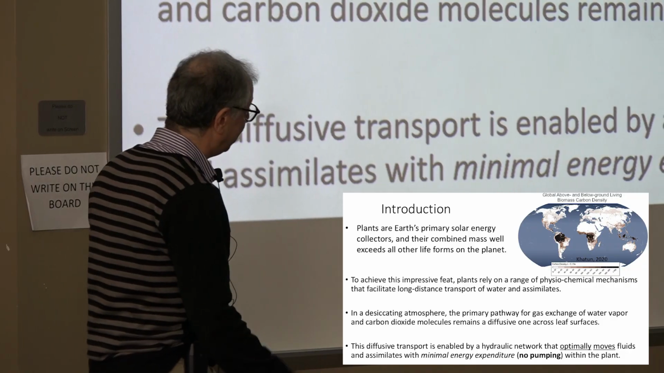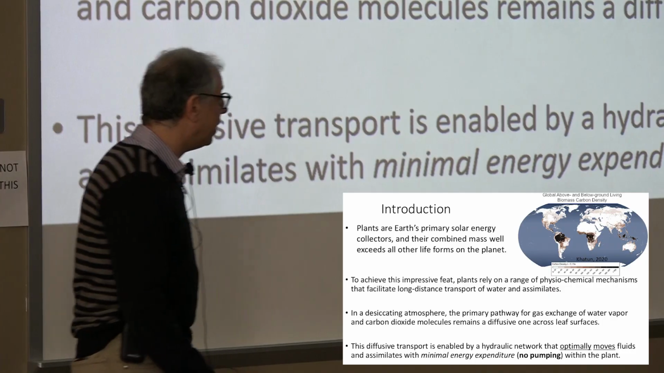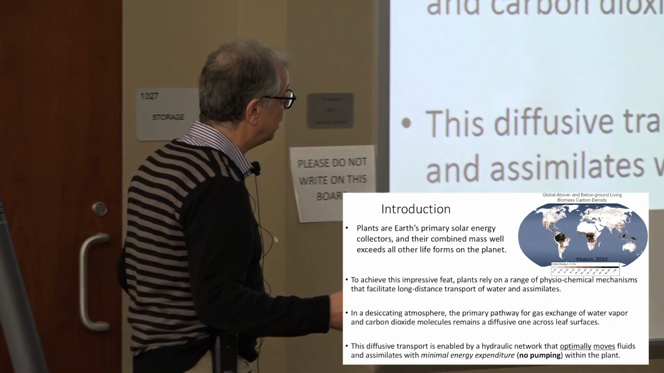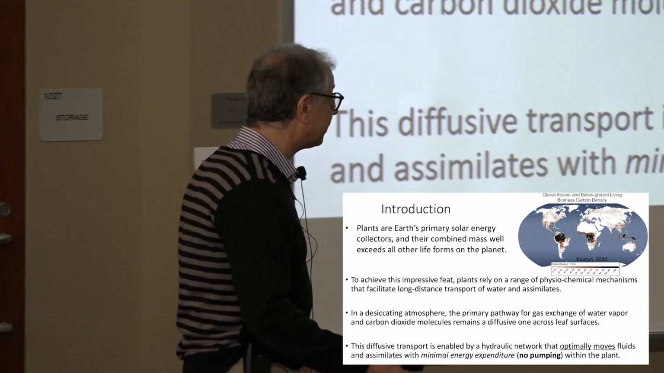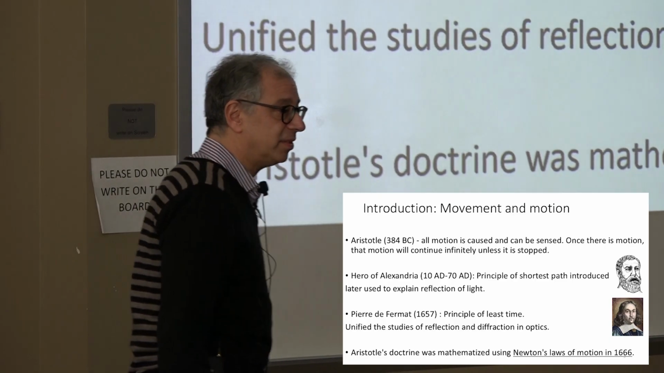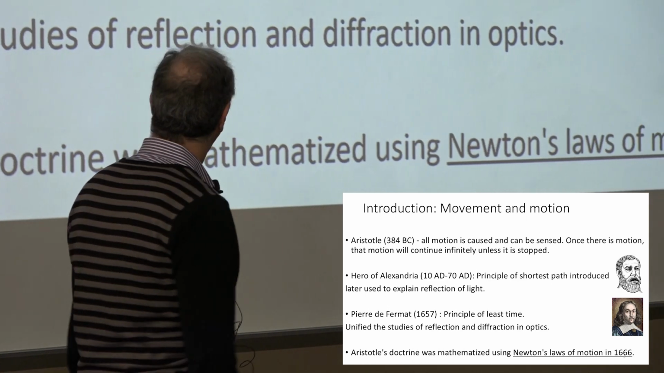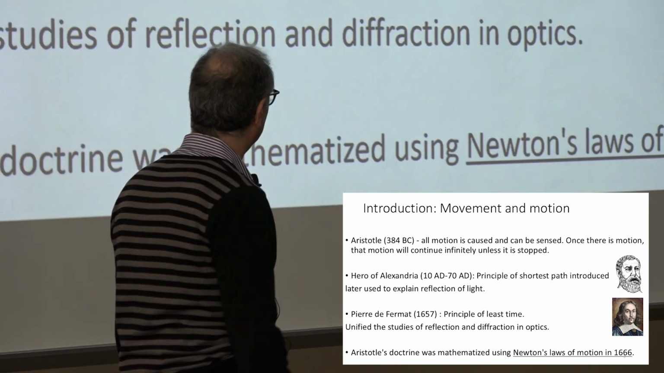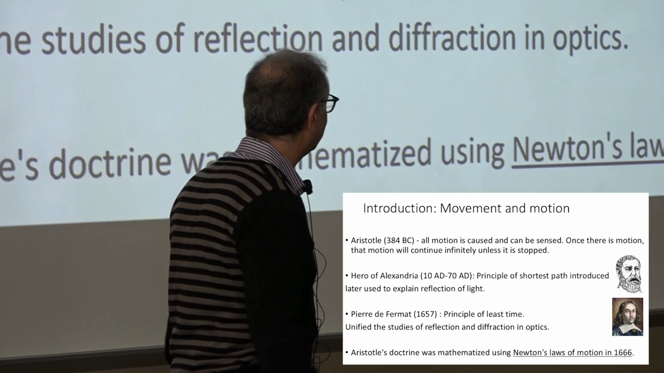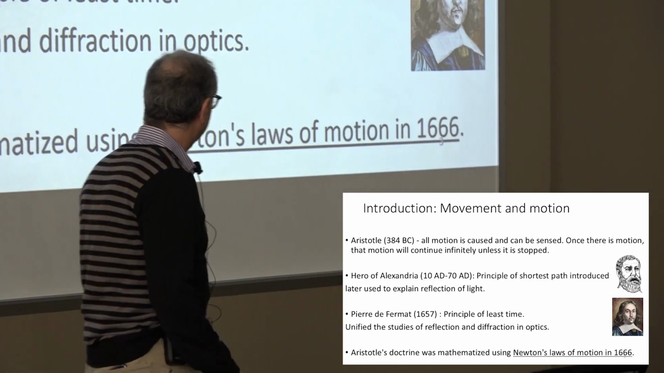And the idea then is that there must be some sort of an optimization that is going on that requires some minimal energy expenditure. And since the discussion is going to be about optimal design, you might want to start by asking, what is the connection between optimality and movement? This topic has been a subject of philosophy for a long time. Aristotle, in fact, was the first to point out that motion is caused and can be sensed, and he argued that once motion is initiated, it will continue indefinitely until it is stopped.